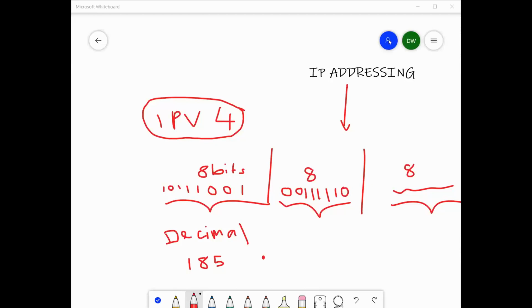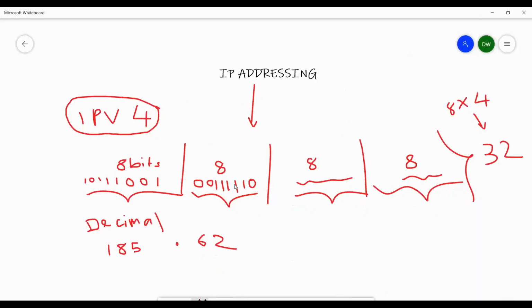0 0 1 1 1 1 1 0. So that is given as 62. Right? So I have taken the exact value. The decimal value of this binary value is 62. Like that, here also you will have a decimal value, and here also you have a decimal value.